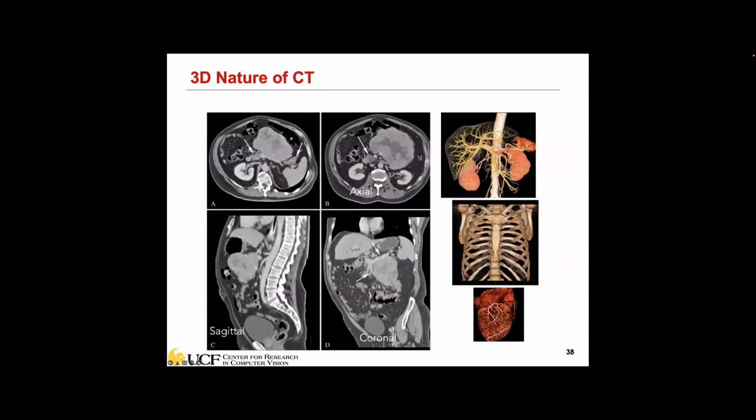Because the CT scanner takes different sections of the body, in nature the CT image is in 3D, right? So here we have different views for the CT image. We have the axial view, the sagittal view, and the coronal view. I'll explain these three views.